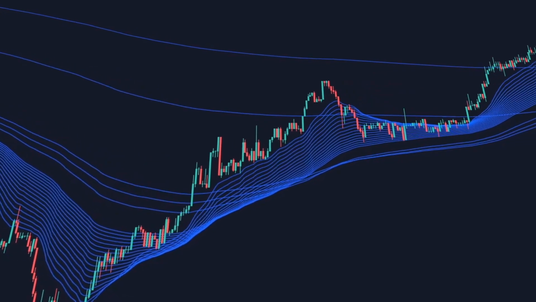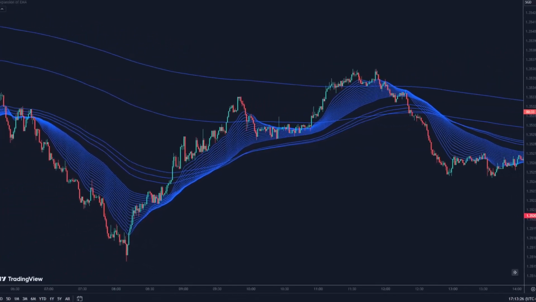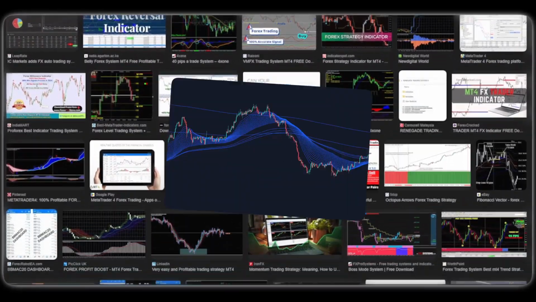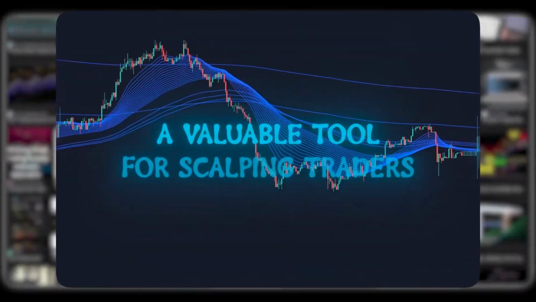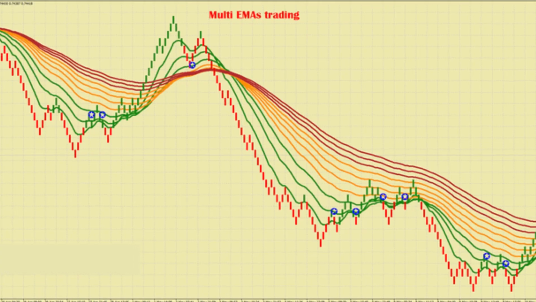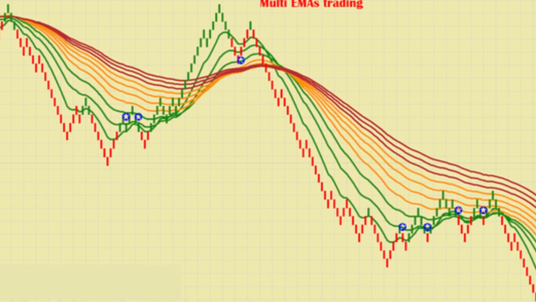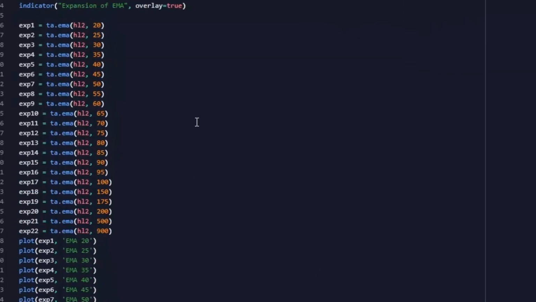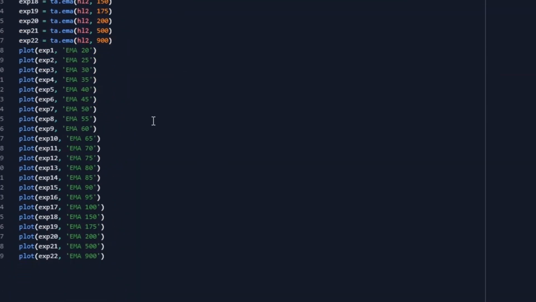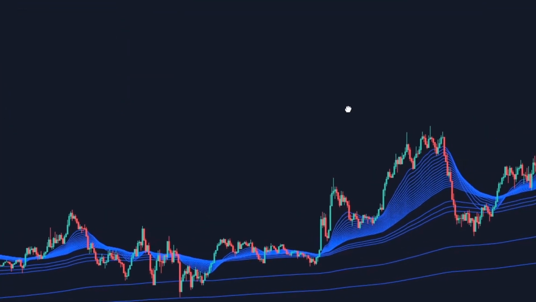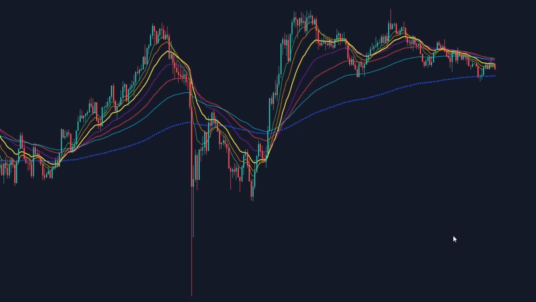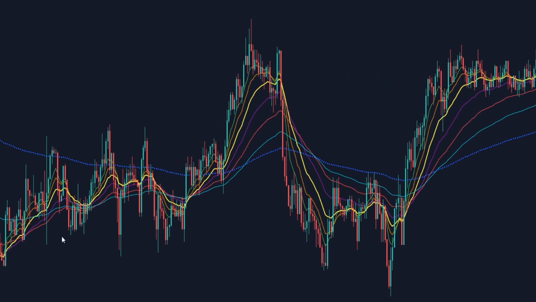Scalping with moving averages remains a popular and effective trading strategy. Although different approaches and tools have emerged over time, moving averages continue to be a valuable tool for scalping traders. The advantage of scalping with moving averages is their ability to adapt to different market conditions. Traders can adjust the periods of moving averages according to their preferences and the characteristics of the asset or market they are trading. Moving averages can be very useful for visualizing the trend in the market.